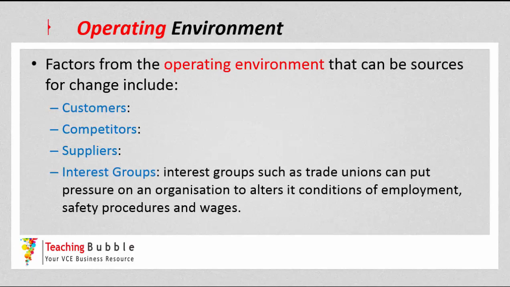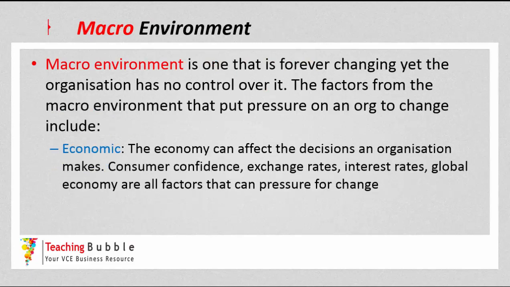And interest groups. There are lots of different interest groups, but I've just got the example here of trade unions, which can put pressure on organisations to alter the conditions of employment, safety procedures and wages. So there are lots of different interest groups that can put pressure on organisations to try and get them to change. Now, the macro environment, remember, is forever changing. These are things that have an indirect or a direct impact on the organisation, but they have no control over them.